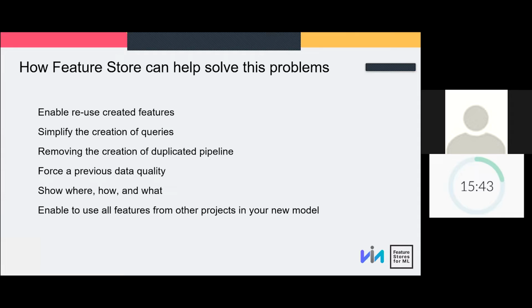So how can a feature store help? Here we talk about how a feature store can help to solve these problems. The first thing is that a feature store gives the agility to reuse features. So when your features are in a feature store, you can consume these features from any of your models, even if they pertain to different business areas.